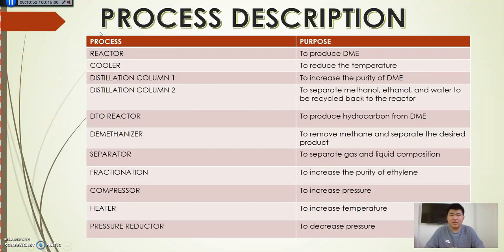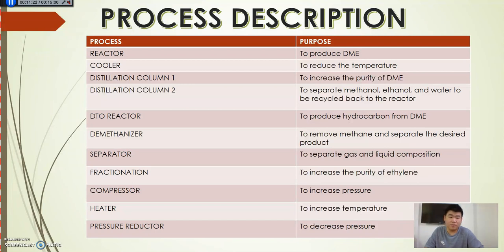The first reactor is to produce the DME. The second one, the cooler, is to reduce the temperature. Distillation column 1 is to increase the purity of DME. Distillation column 2 is to separate methanol, ethanol, and water to be recycled back to the reactor. The DTO reactor is to produce hydrocarbon from the DME. The demethanizer is to remove methane and separate the desired product.